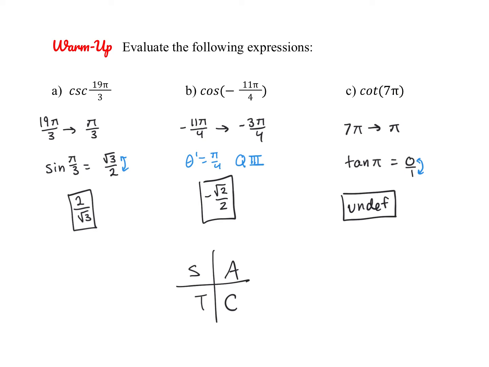And then for part C, here I used pi as the coterminal angle. So the tangent of pi is 0, so the reciprocal of 0 is undefined. So cotangent of pi is undefined. Or if you remember what the graph of cotangent looks like, you remember there's actually a vertical asymptote at pi.